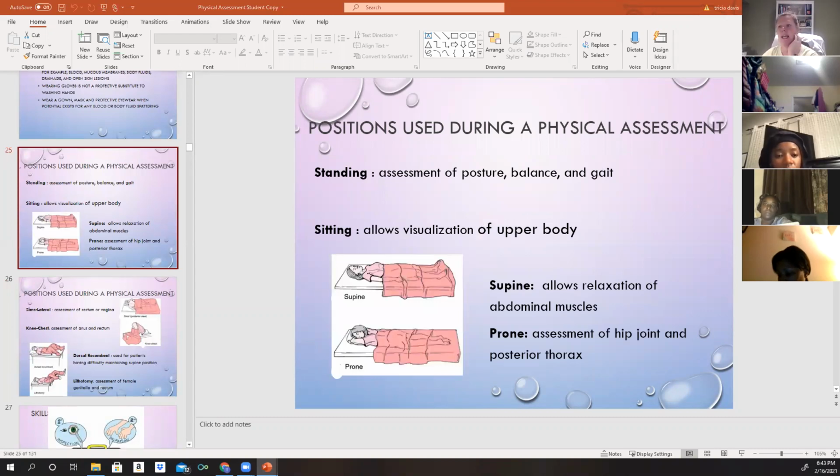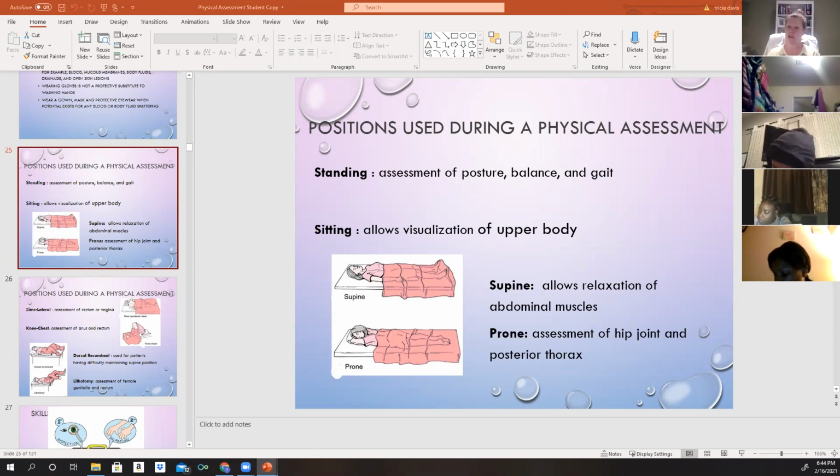So, positions that can be used when we perform a physical assessment. Your patient can be standing. When they're standing, we're going to be looking at their posture, right? Do they stand straight up? Do they lean over to one side? Is their back really hunched? Are they hunched over towards the front? What's their balance like? Are they able to stand up well? Do they wobble? Do they have to hold onto the bed?